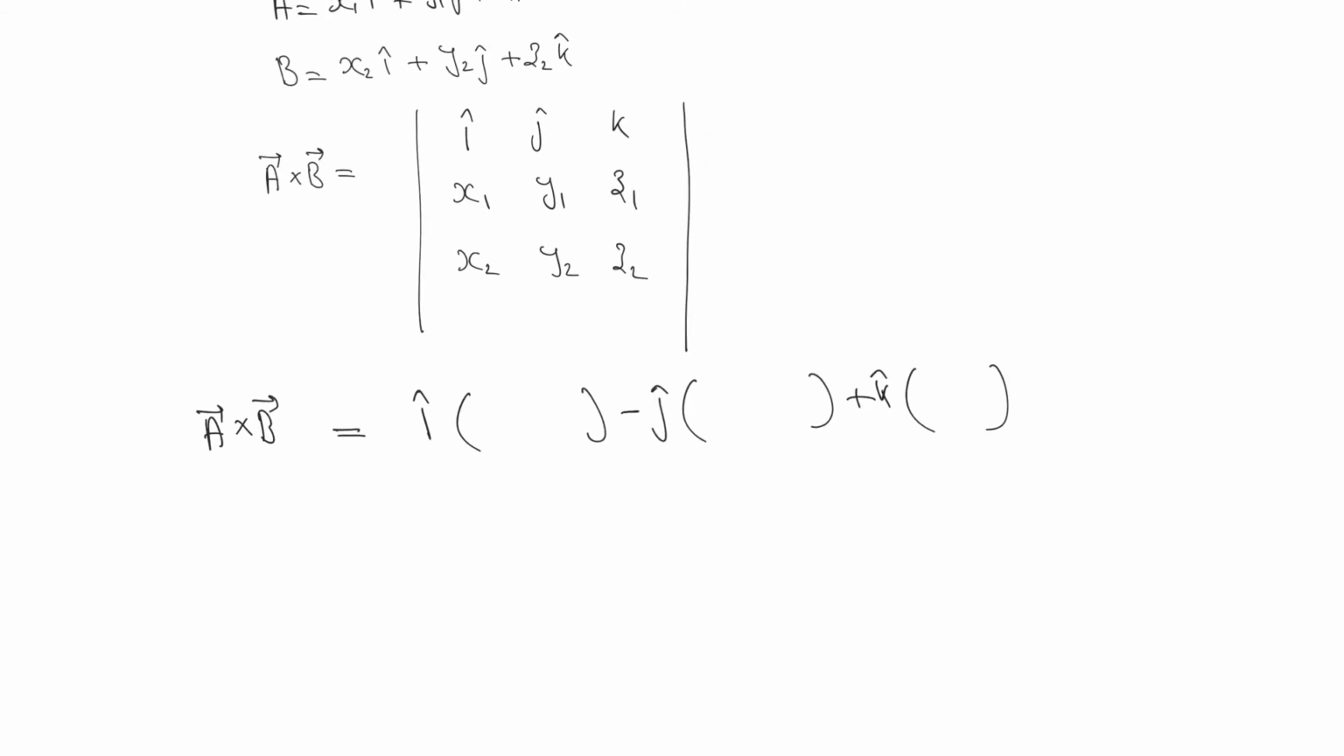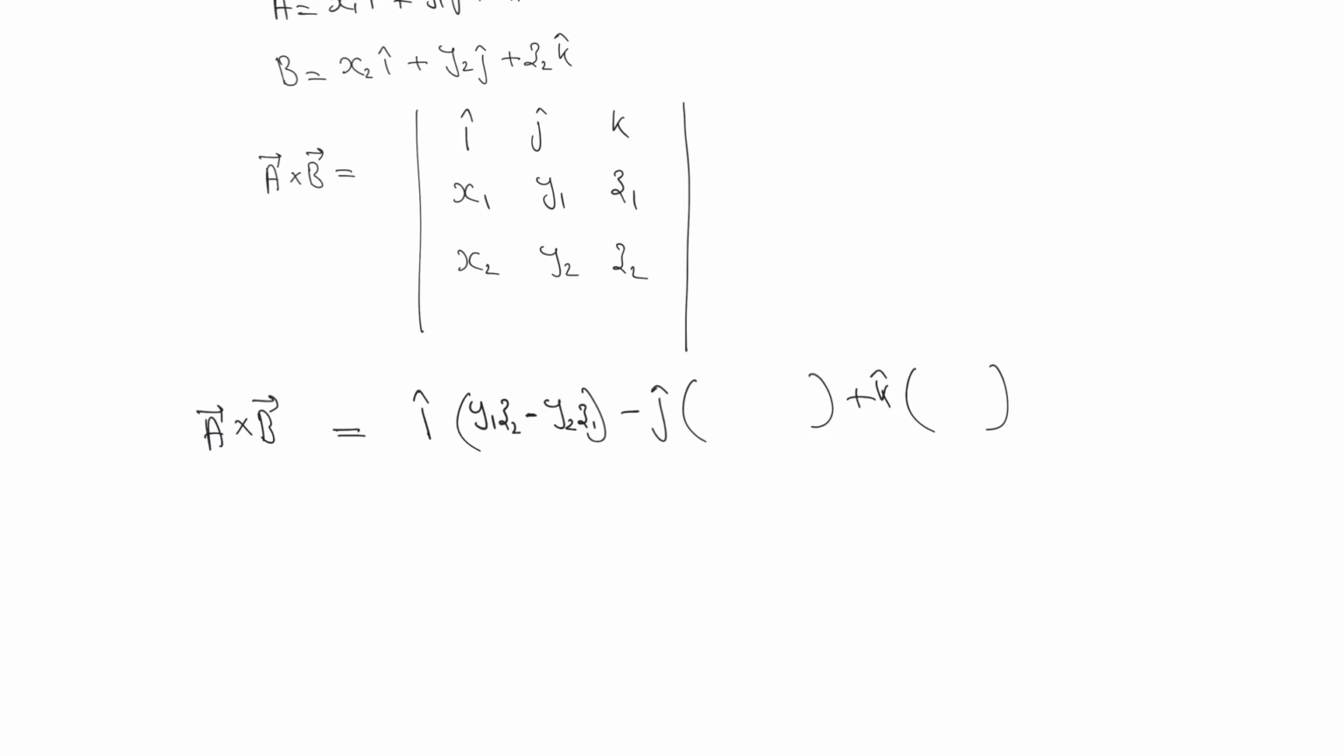Now if you want to find the i component, we remove this column and row. Then first we multiply in this direction, that is y1 z2. So we can write y1 z2 minus, now we multiply these two, y2 z1. So we can write minus y2 z1.